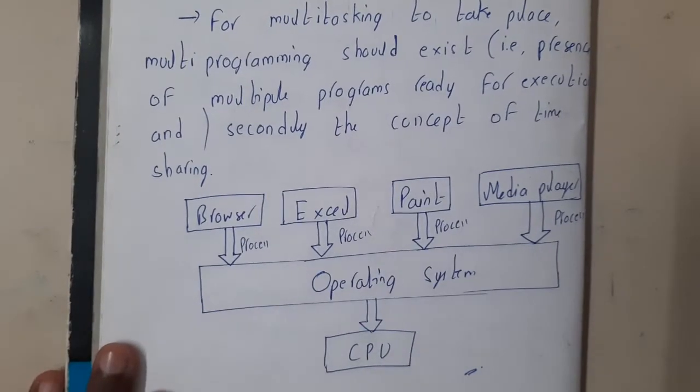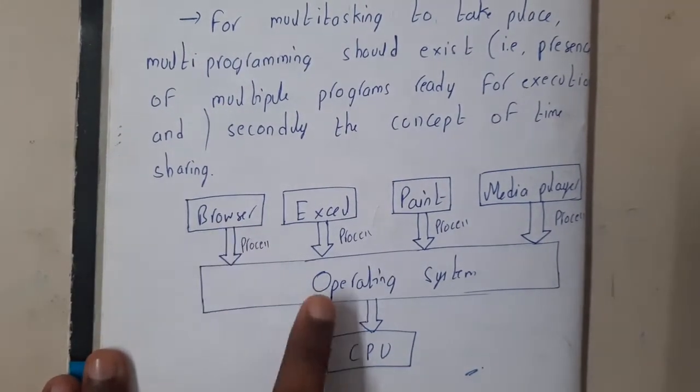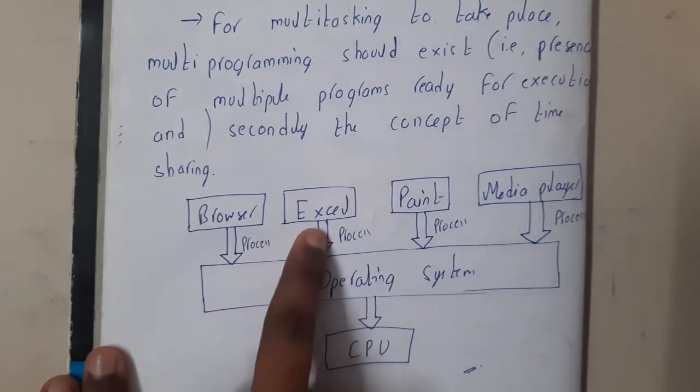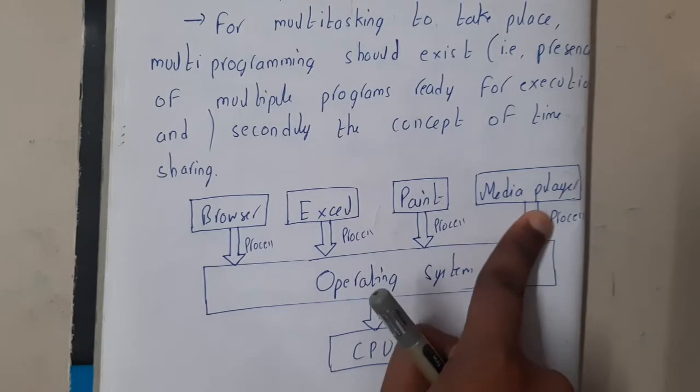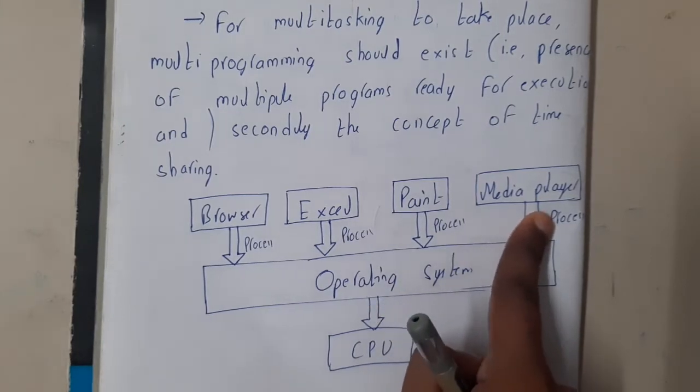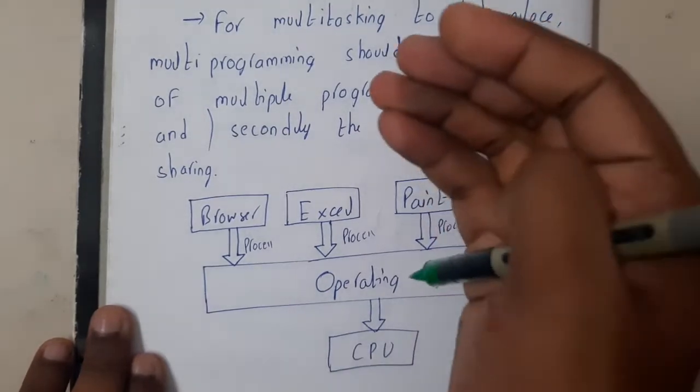So assume that I am using a computer in which I am searching something on the internet, and I am writing that data into an Excel sheet, and I am drawing something, and I am playing a video. I am listening to some audio book or some video, you can assume in that way. So indirectly, all these processes should run continuously, right?